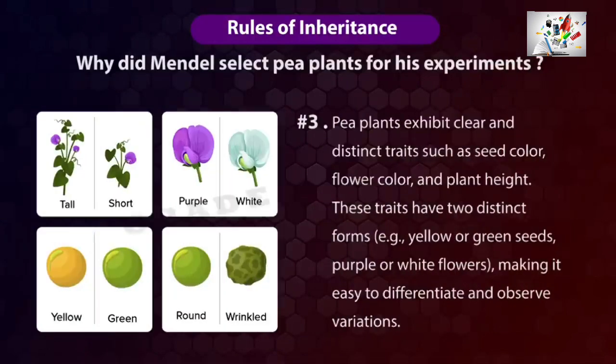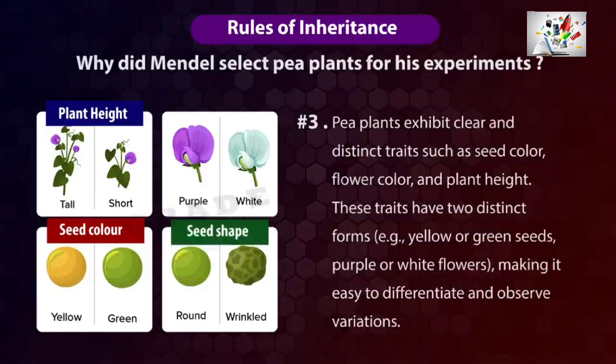Number 3. Pea plants exhibit clear and distinct traits such as seed color, flower color, and plant height. These traits have 2 distinct forms, that is yellow or green seeds, purple or white flowers, making it easy to differentiate and observe the variations. Mendel used different sets of contrasting characters of pea plants like plant height, tall or short, seed color, yellow or green, seed shape, round or wrinkled, flower color, that is white or purple, etc.